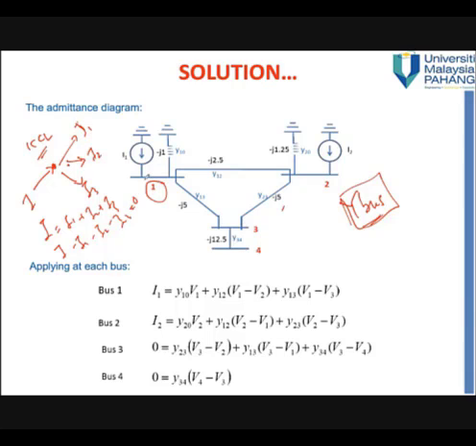So you look at the node. In power system, normally when you look at the bus, we can represent this bus as a node, titik. So current masuk sama dengan current keluar. So you can see here at bus 1, I1 must be equal to current keluar.